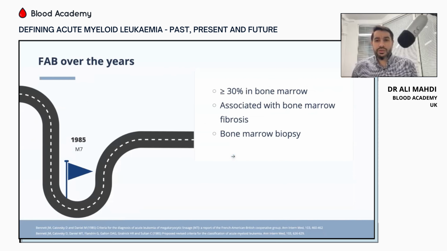Then M7 was introduced. So this is acute megakaryoblastic leukemia, and they defined that as a percentage of megakaryoblasts of more than 30% in the bone marrow. And this was recognized to be often associated with bone marrow fibrosis, and hence, because of the inability and difficulty to obtain an adequate bone marrow aspirate, there was a heavy reliance on bone marrow biopsy evaluation.